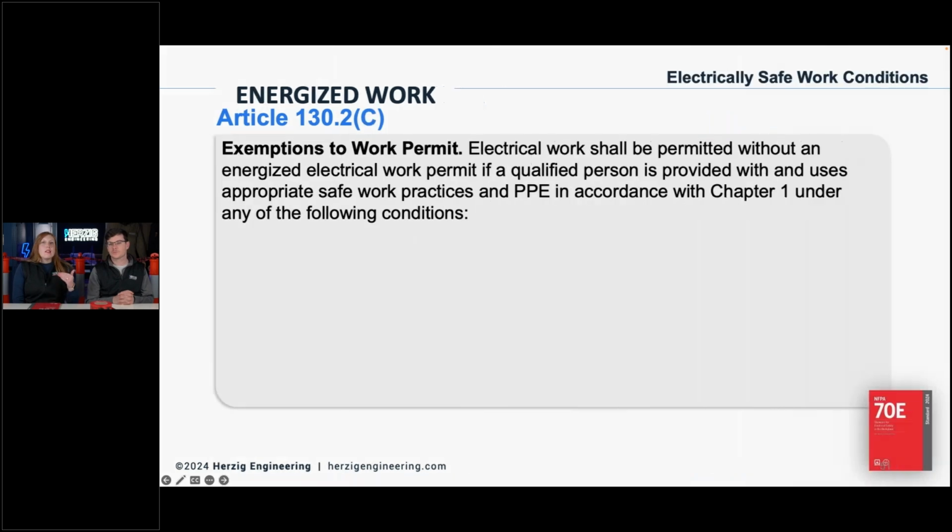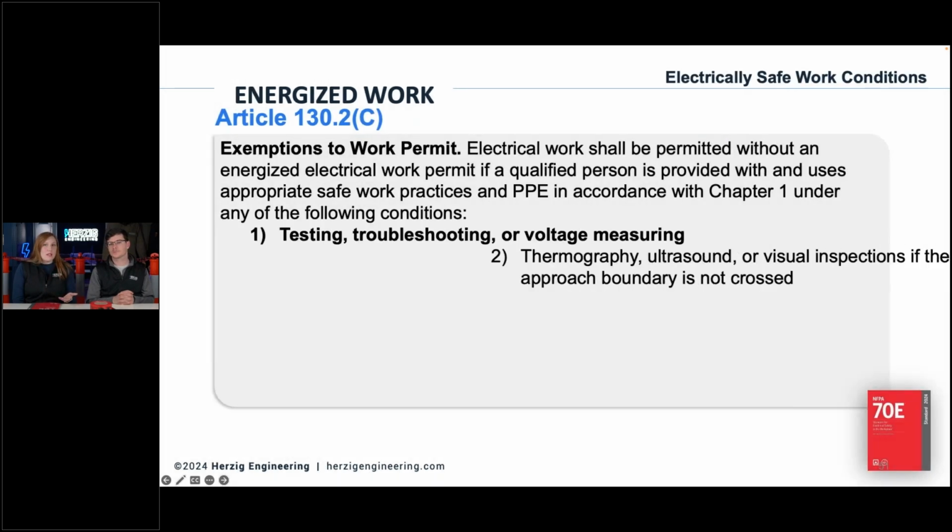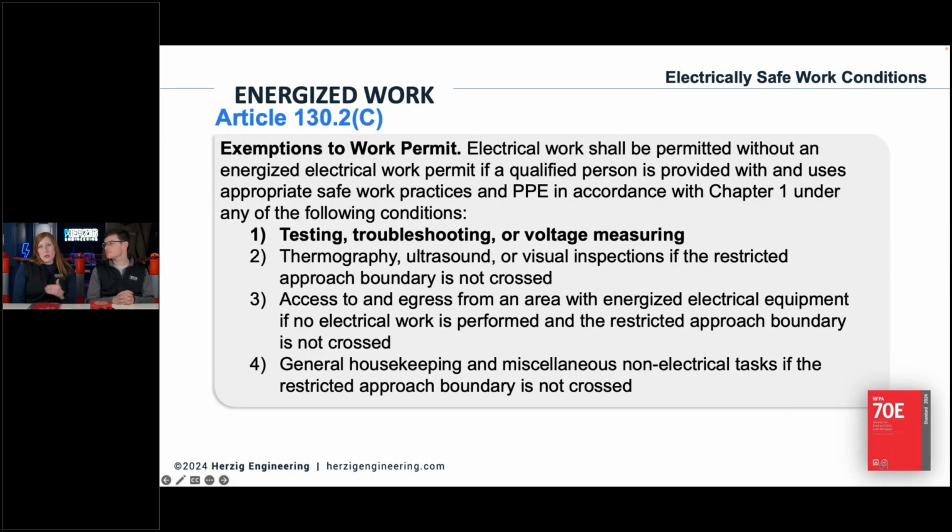Okay. You can do testing, troubleshooting, and voltage measuring without the permit though. Okay. So as long as you're just using the meter, not actually going to service or adjust anything. You still have to have your job safety plan, still got to set up your boundary, still got to wear the right PPE, but you don't technically have to have the permit to cross the restricted approach boundary at that point.